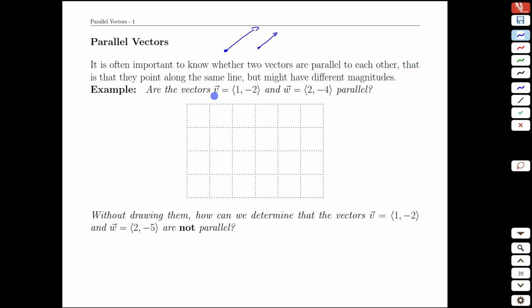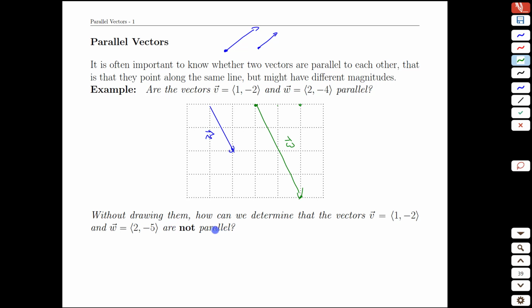Let's take a look at these two vectors here for an example, where we have v equal to 1, negative 2. So positive x and then negative 2y. So we would have that as our vector v. And then w is 2, negative 4. So if we start here, we'd go over 2 and then down 4. And we would see very quickly that w is in fact parallel to v. We would see that v and w are in fact parallel.